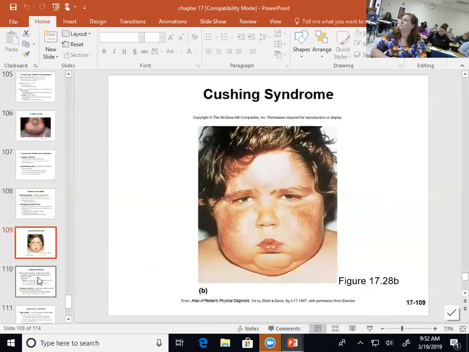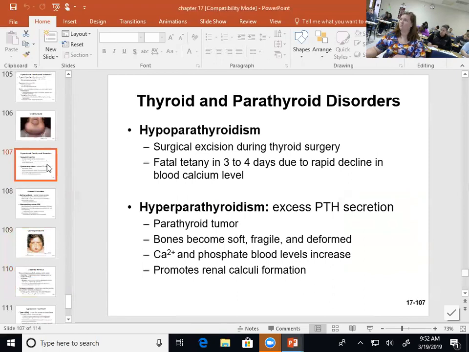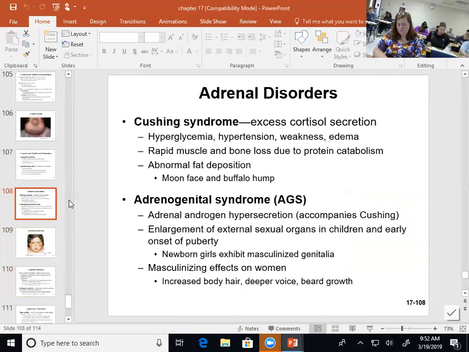Now, I also want you to know about, and this is so weird, they don't have it in here, but I want you to know about Addison's disease. Addison's disease is kind of the opposite of Cushing's. Addison's syndrome is going to be, was that really not in the notes anywhere? Okay, so Addison's syndrome is going to be a hyposecretion from the adrenal glands.